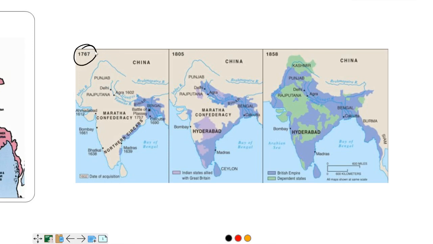This is the India map during 1767, after the Battle of Buxar and the Battle of Plassey. See, these blue color regions are the areas where they started to rule us. Only this part, Bihar and Bengal, were the small areas they started to capture and rule. Gradually, by 1805, they started conquering all these areas.